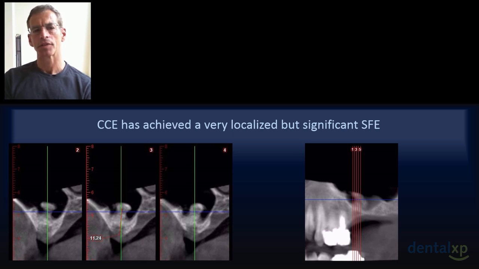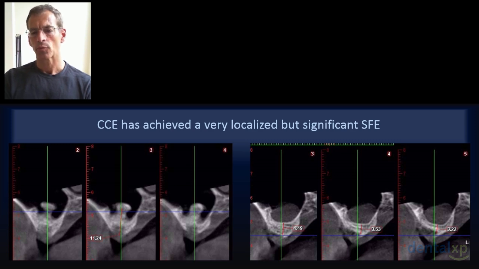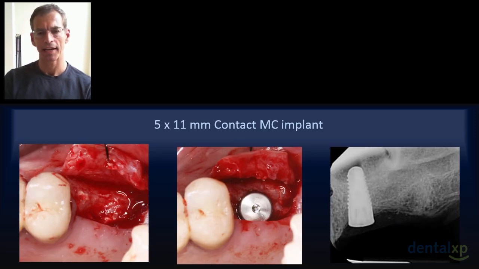And at 6 months, I have achieved only a very localized but significant sinus floor elevation. So I displaced the core and it stretched the membrane quite a bit without perforation, but really did not give me the lateral distension of the membrane that I ideally would want. But with careful preparation, we can go back in and place a 5 by 11 millimeter tapered implant in this ridge.